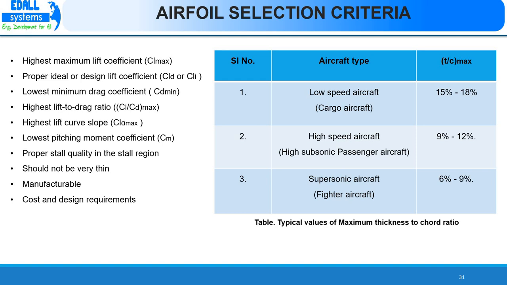The table on the slide shows typical values of maximum thickness to chord ratio for various types of aircraft. For low-speed aircraft, the thickness to chord ratio is between 15% to 18%. High-speed aircraft have maximum thickness to chord ratio between 9% to 12%, whereas for supersonic aircraft, it lies between 6% to 9%.